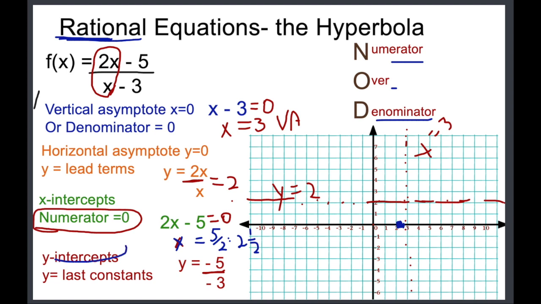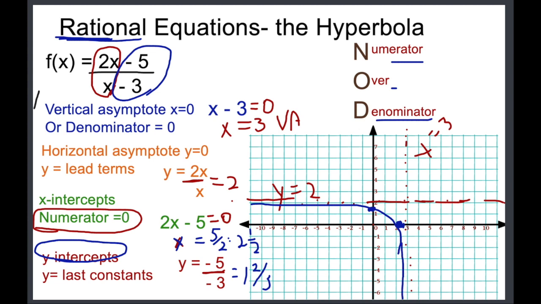The next thing I'm going to find is the y-intercept. And the y-intercept comes from the last terms. The two last terms are negative 5 over negative 3, and that reduces to a positive 1 and 2/3. So up here I go up to 1 and 2/3 on the y-axis. That tells me this hyperbola is going down just about like this, goes down forever.